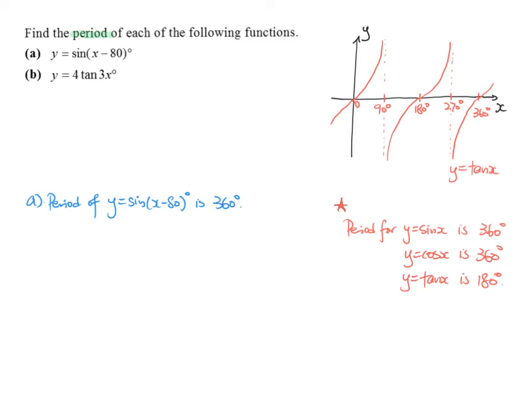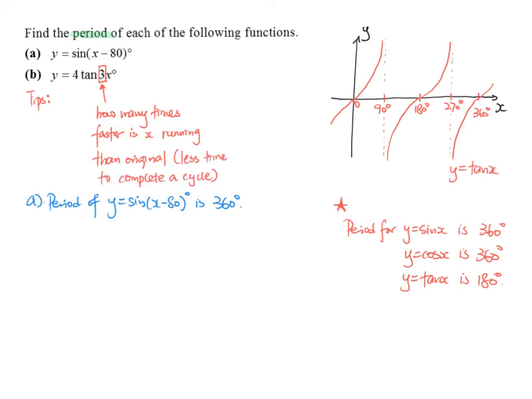So part B, what happened? Here's some tips for you. This number that is multiplied by your x is saying how many times faster the x is running than the original. When you're running 3 times faster, that also means you take less time to complete a cycle, right? And so in this case, your period is 3 times shorter.